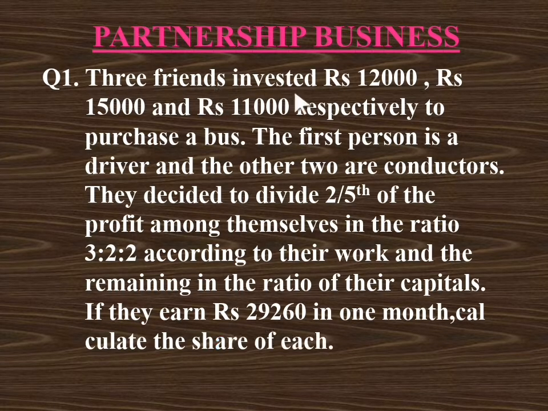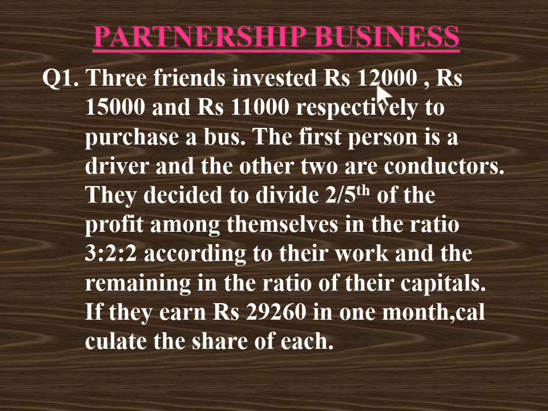Three friends invested rupees 12,000, rupees 15,000 and rupees 11,000 respectively to purchase a bus. The first person is a driver and the other two are conductors. They decided to divide 2/5 of the profit among themselves in the ratio of 3:2:2 according to their work and the remaining in the ratio of their capitals. If they earn rupees 29,260 in a month, calculate the share of each.